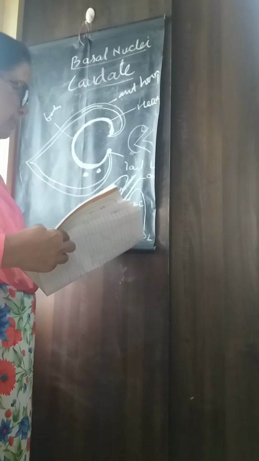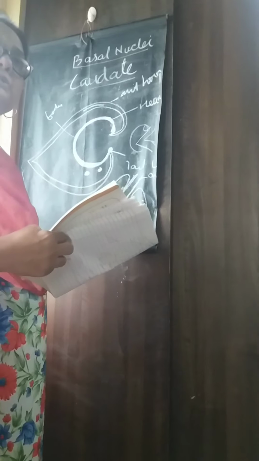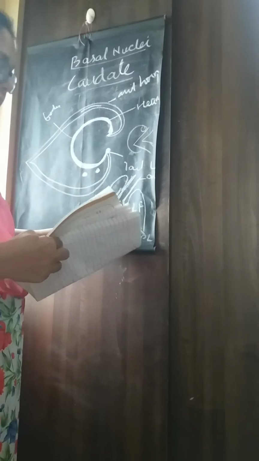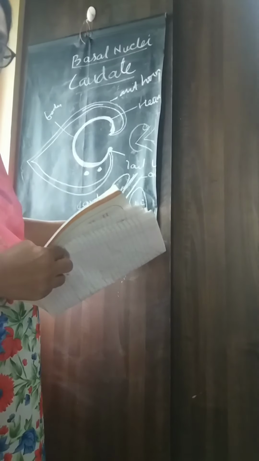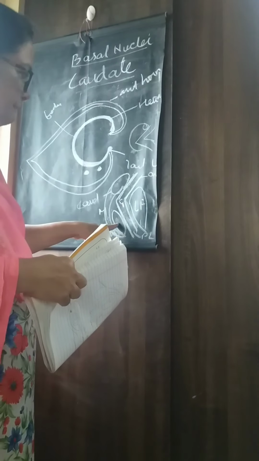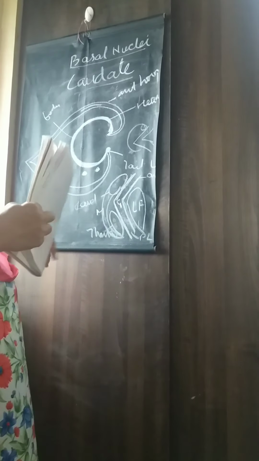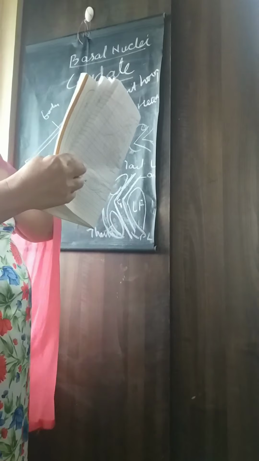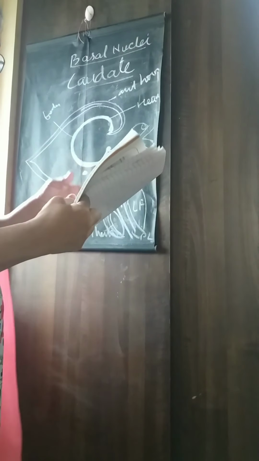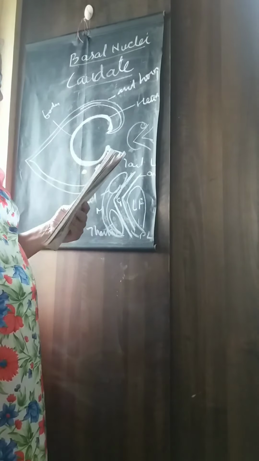This body of the caudate nucleus and the posterior limb of the internal capsule are separated by the thalamus, and it is also related to the thalamostriate vein and the stria terminalis.